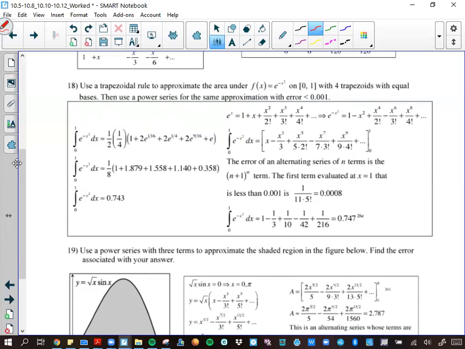I don't know how they got that. Okay, well, let's start with this. We know that e to the negative x squared is going to equal what? 1 plus 1 minus x squared... wait, 1 plus negative x squared, plus negative x squared over 2 factorial, plus negative x squared cubed over 3 factorial.